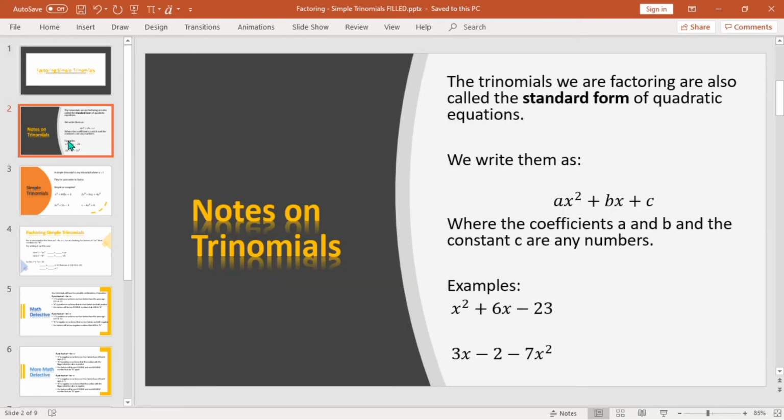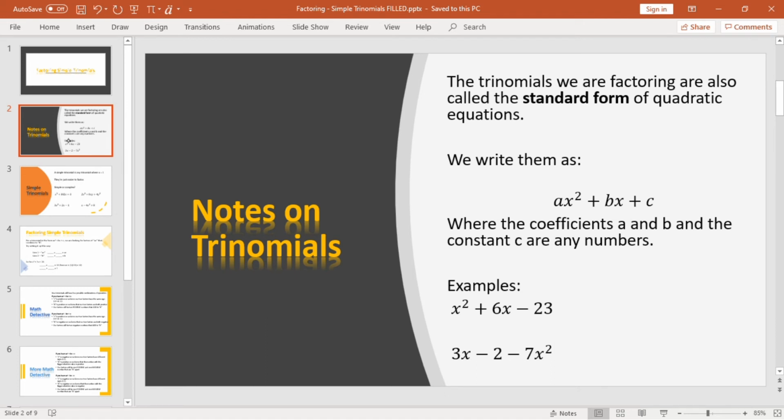So, my notes on trinomials. When I say trinomial, I mean a second degree equation. So my biggest power would be a square on a variable. They're also the standard form of quadratic equations, which is where, like it or not, if you got to this point, you have seen it before. You just probably blacked it out, as many people do.